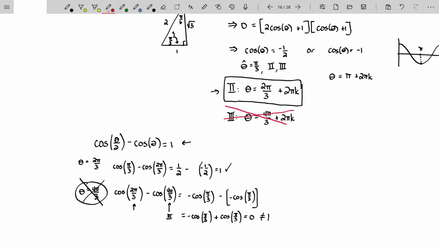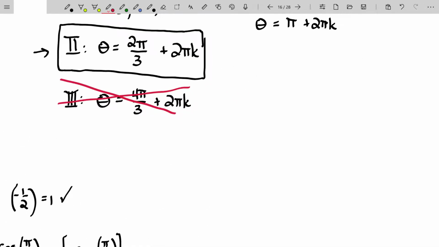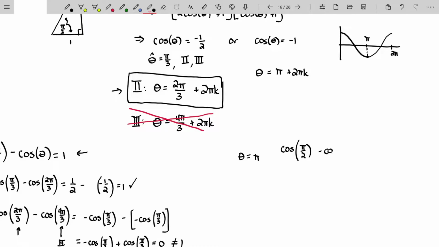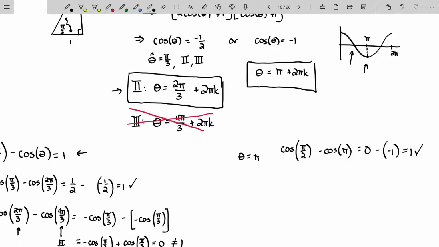We still have to check that pi. The pi should be pretty easy though. So cosine, I'm going to write in here, theta equals pi. We have the cosine of that pi over 2. And what are we doing? Minus cosine of pi. From our picture up above, cosine of pi over 2 is 0. Minus cosine of pi is a negative 1. That's 1. That works. So I'm going to box that up. And we're done with this solution.